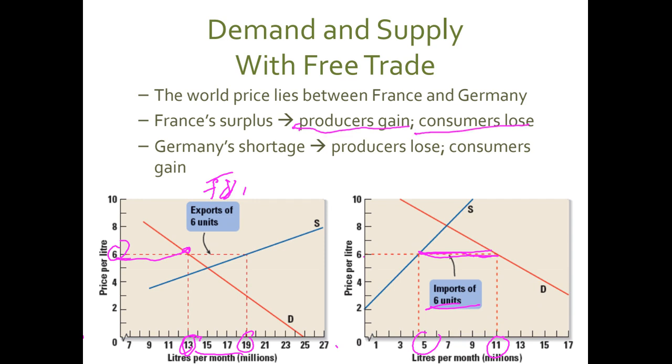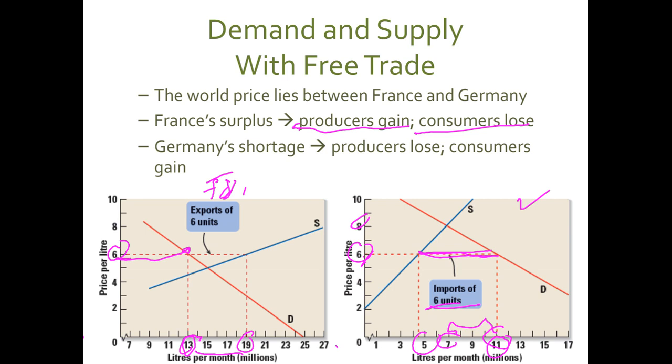In Germany, what is happening? Consumers are happy, and that is why additional consumers are this much. Earlier it was 7, and now 11 liters are being consumed. Why? Because they are paying a lower price, lower than $8. Now they are only paying $6. They are happy, so they are always in favor of free trade.